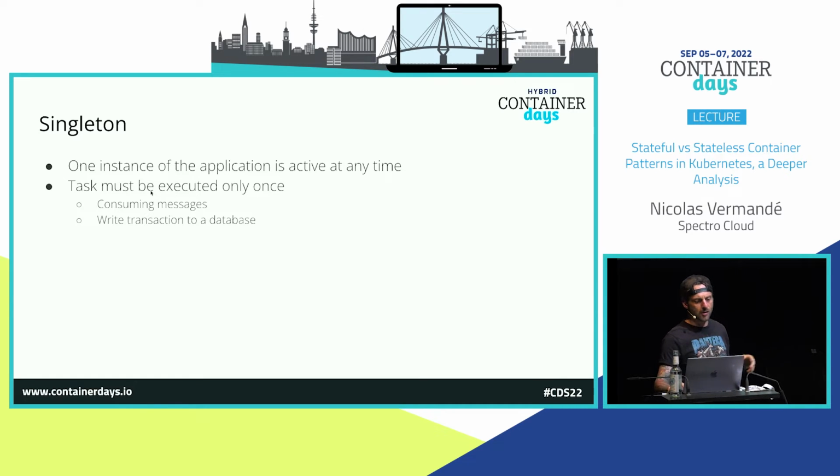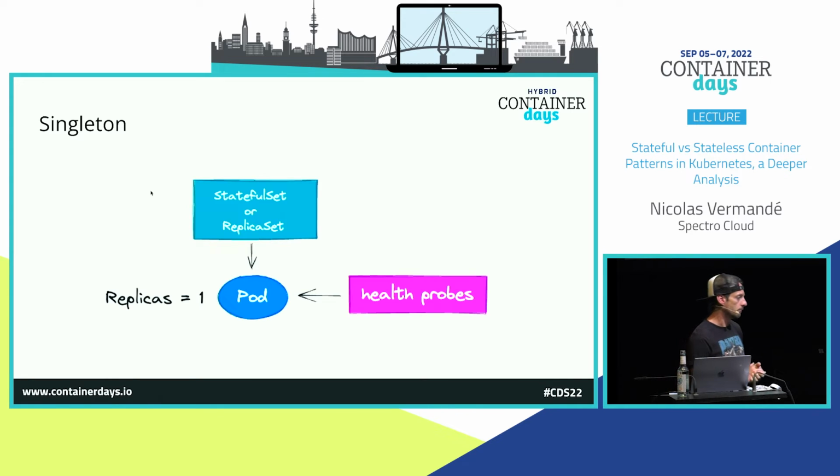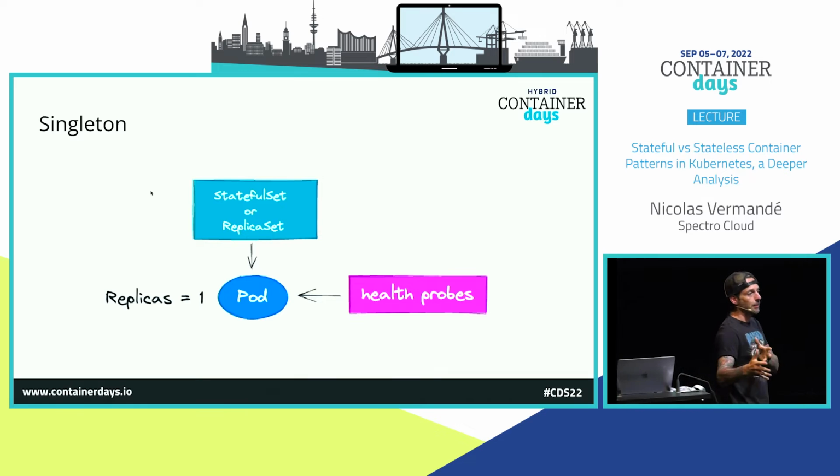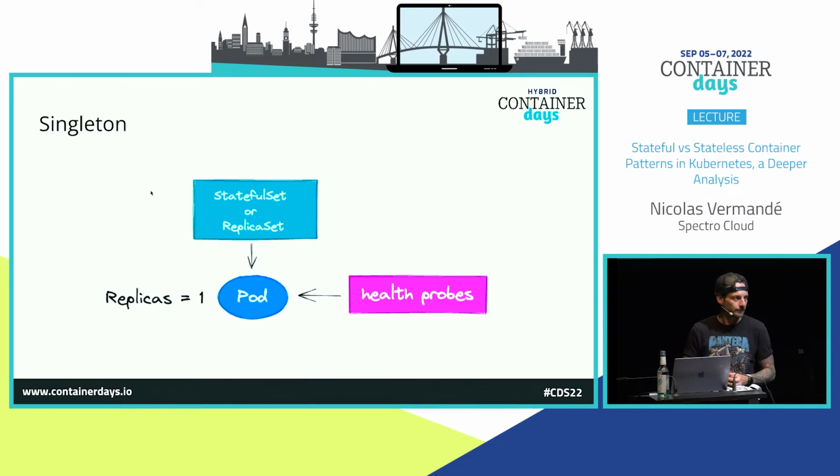So examples of singleton: anything that needs to be done once, a transaction once, like writing to a database, depending on the previous action, previous task, consuming messages. All of that is a task for a singleton. The best way to do it, of course, you can do it in the application by implementing some sort of semaphore in your application.